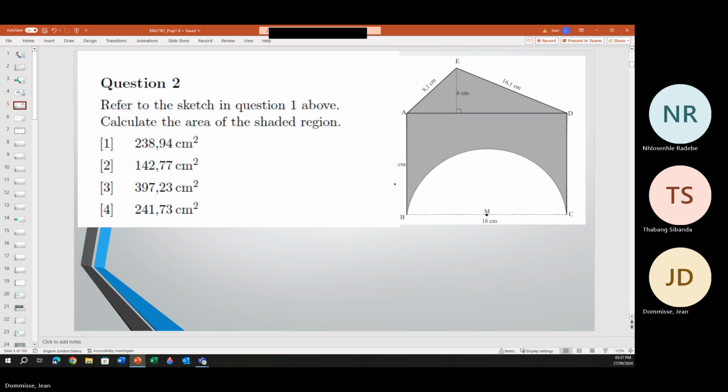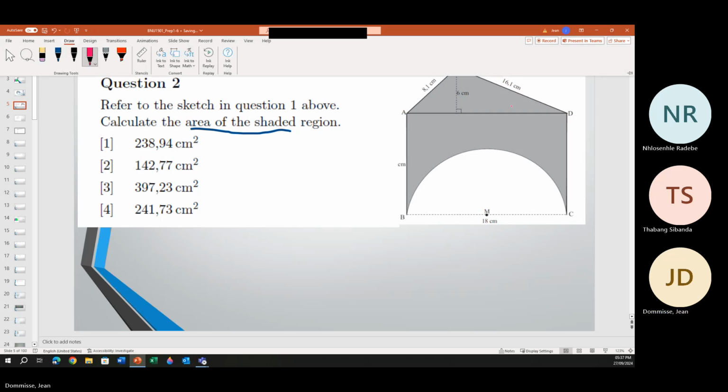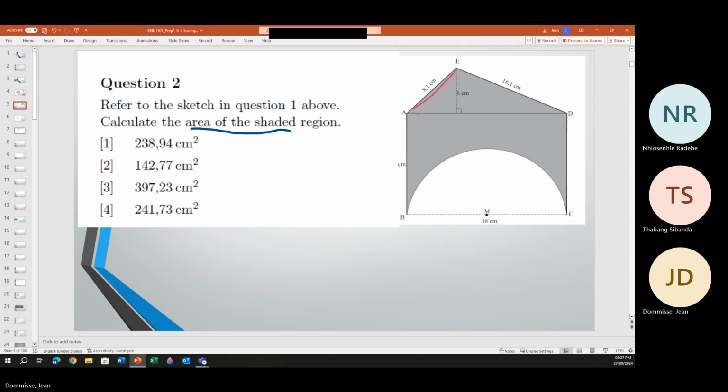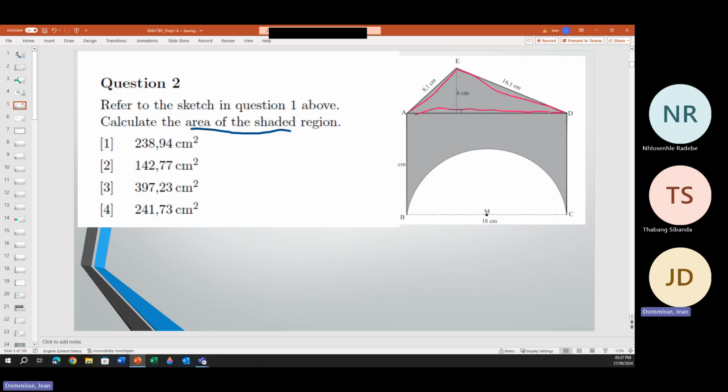Okay, so now with the same information, they ask us a different question. Now they ask us what is the area of the shaded region. Okay, so now we need to get a few things. First we will need to work out the area of a triangle. So that will be our first one, area of a triangle.